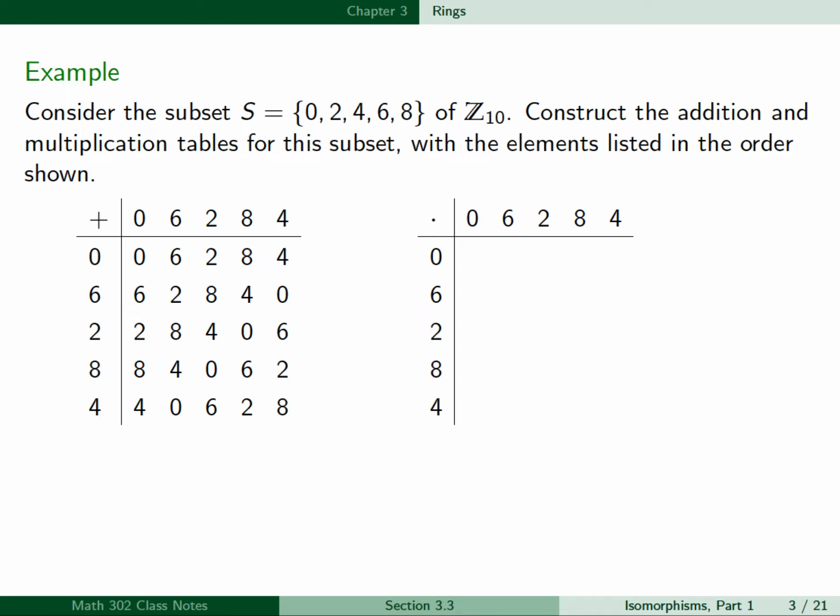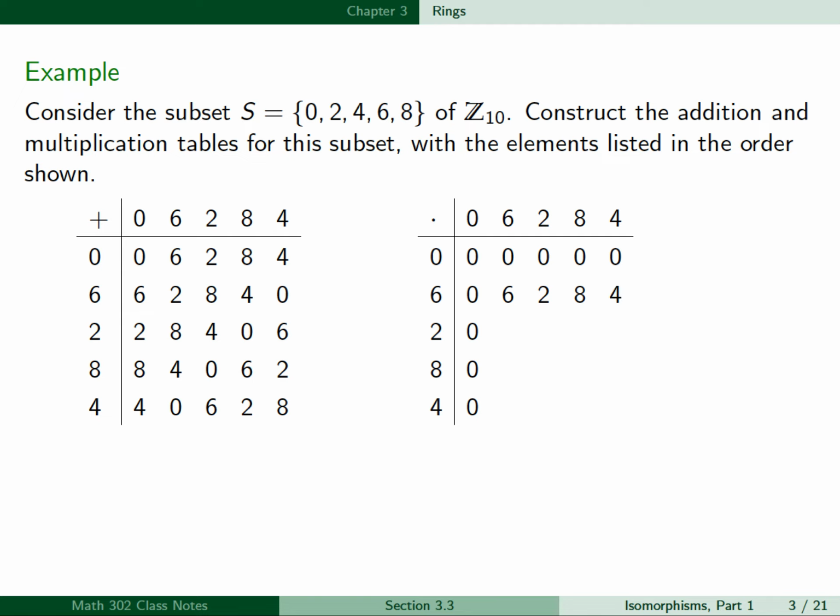In the multiplication table, if we multiply 0 times any of the elements, we'll obtain 0. So that fills in the first row and the first column. And then in the second row, 6 times 6 is 36, mod 10 is equal to 6. 6 times 2 is 12, mod 10 is 2. 6 times 8 is 48, and mod 10, that's equal to 8. 6 times 4 is 24, and mod 10, that's equal to 4.